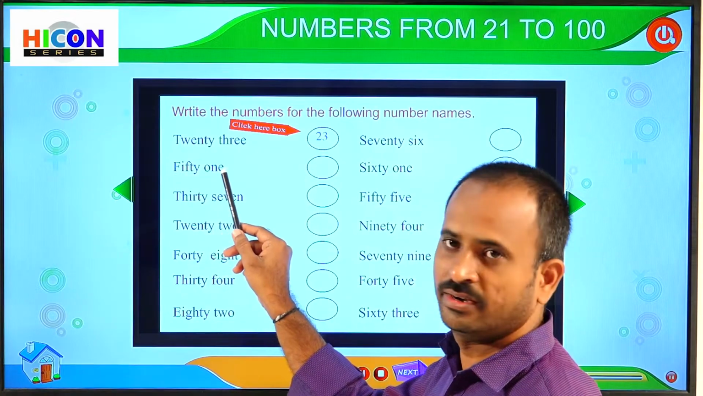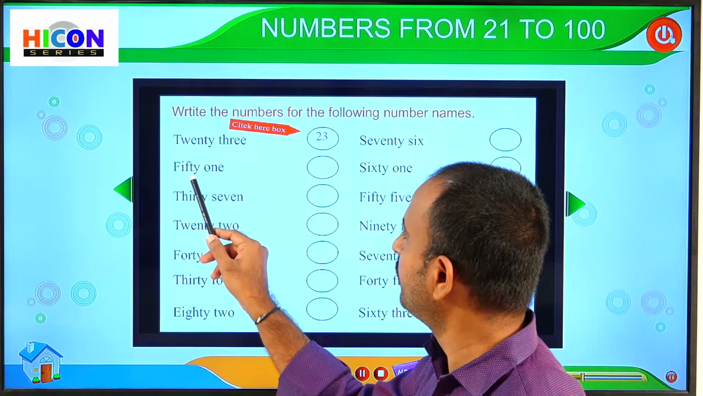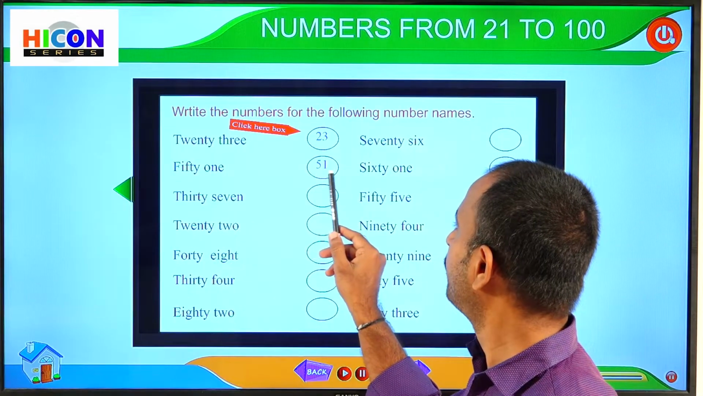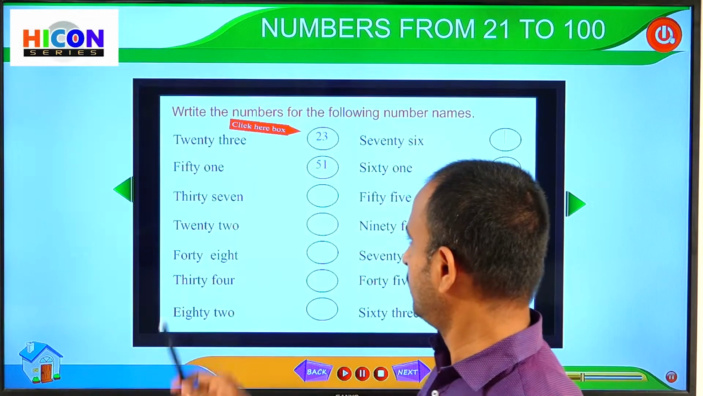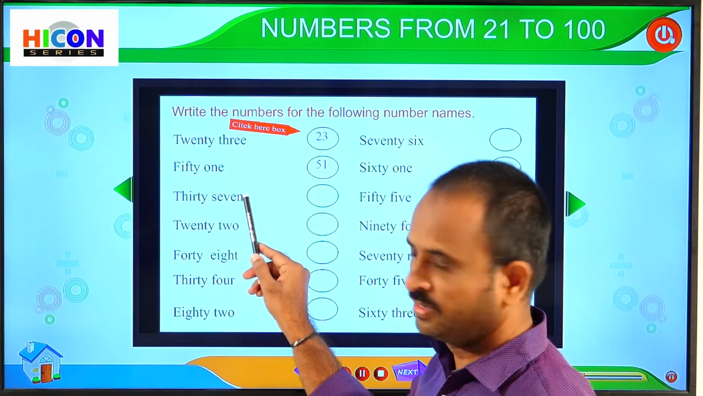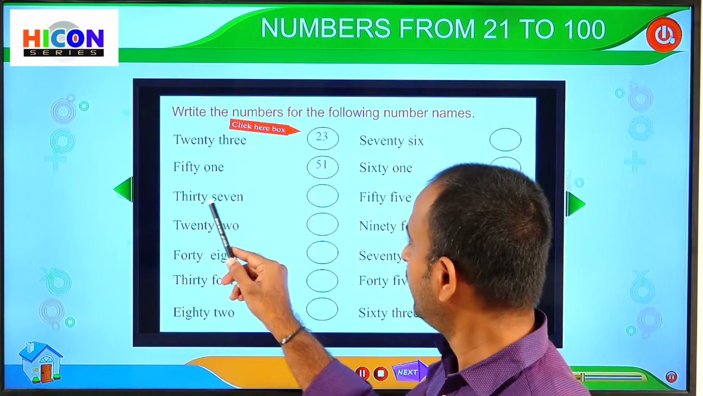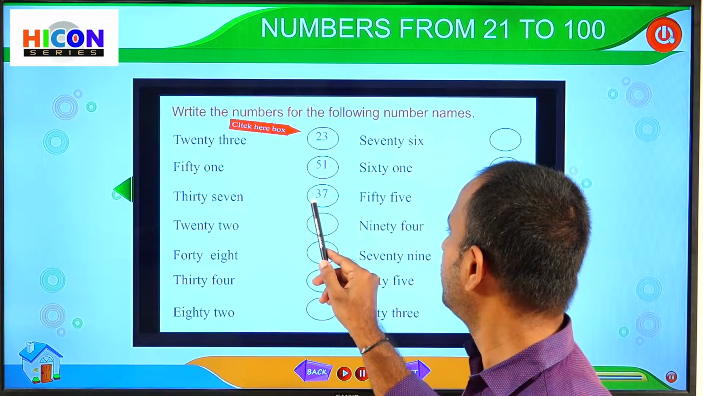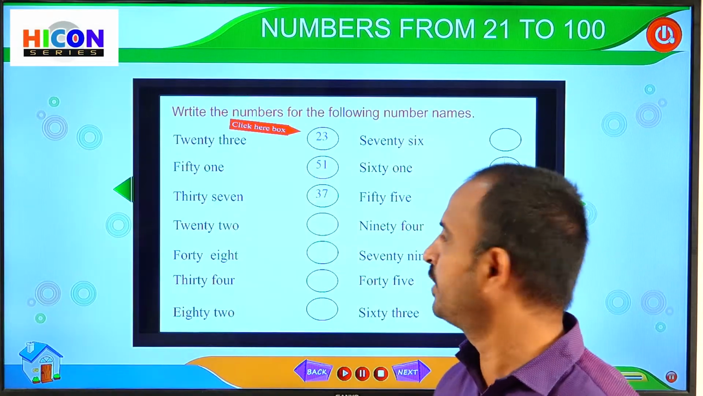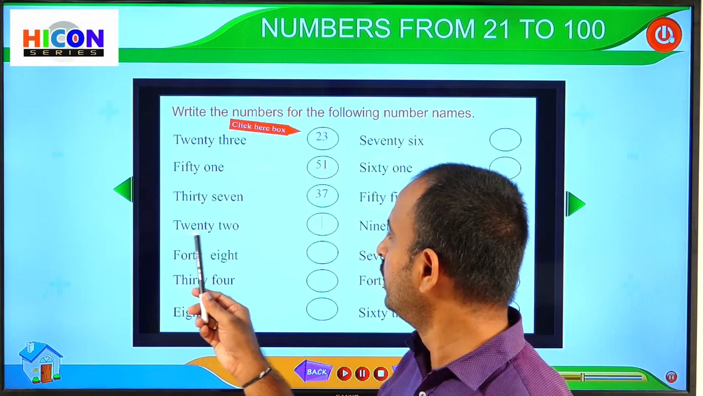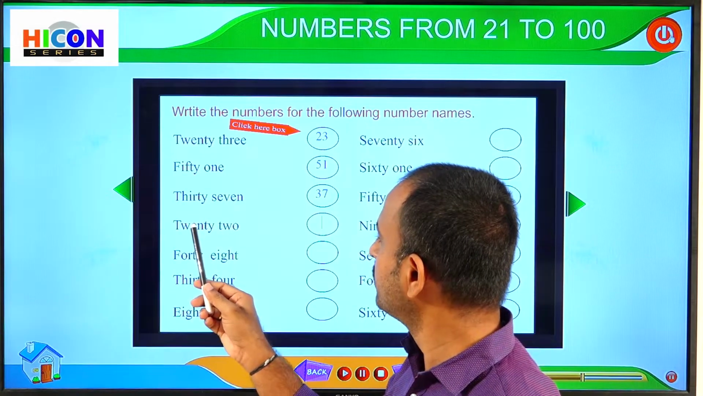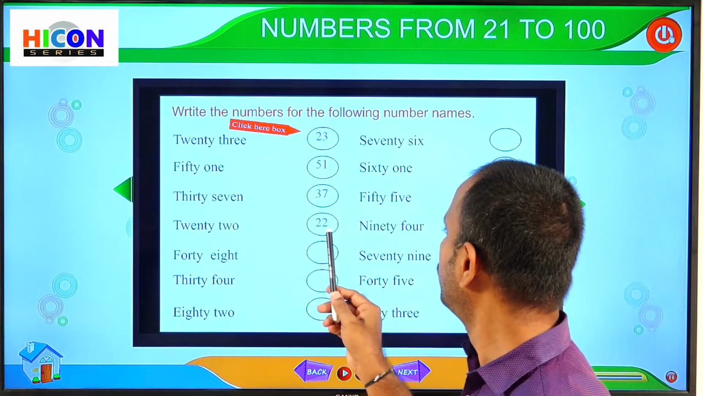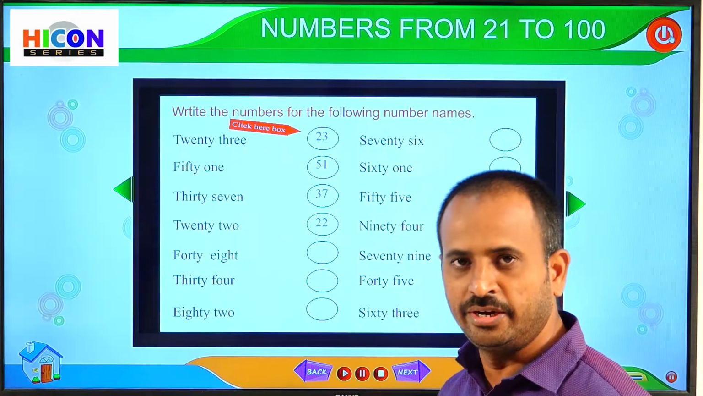See the next number name. So 51. So 51 means there is a 5 in tens place and 1 in ones place. So 5, 1. So 51. This is the number. So next number name 37. 30 means there is 3 and this is 7. So 3, 7. So write 3, 7 and this number can be read as 37. So see the next one 22. So 20 means there is 2 in the tens place and 2 in the ones place. So 2, 2. So write 2, 2. This number can be read as 22.